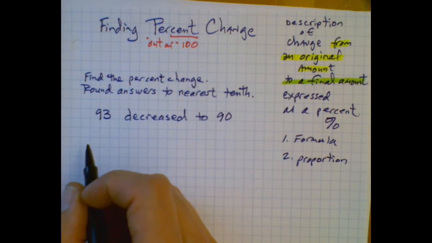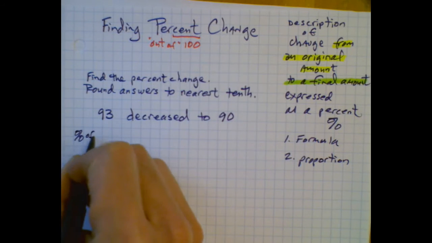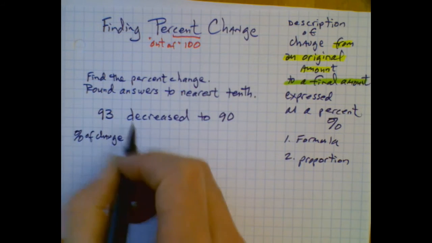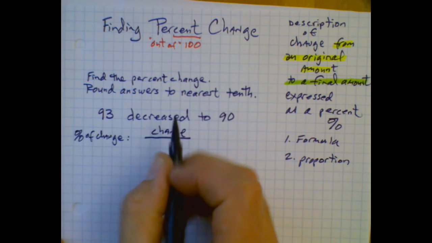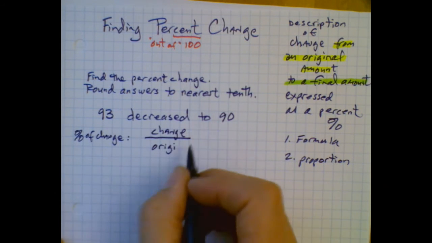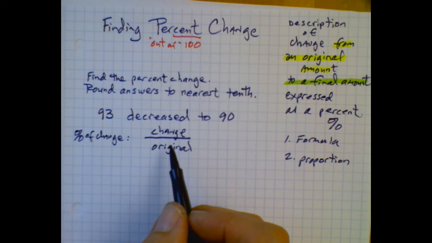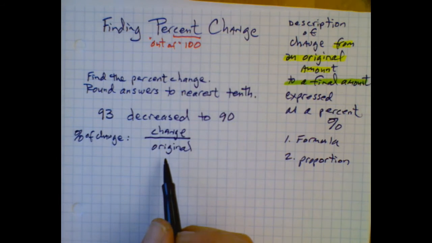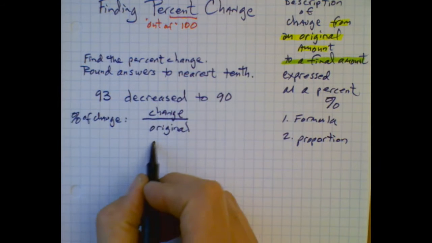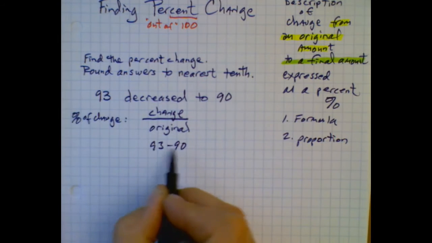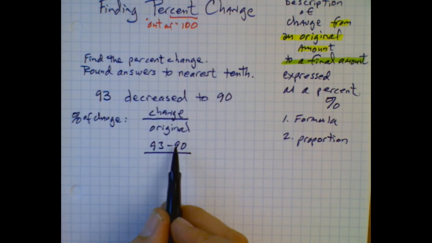So the formula simply says this: to calculate the percent of change, I just need to calculate the change over the original amount. So I'm going to set up a ratio, and it's like a fraction. Ratio is a fraction. It's one way to show it. And from there, whatever it becomes, I'm going to express it as a percent. So my change in this case is going from 93 to 90. The difference between 93 and 90 is the change. And I'm going to need to divide that by the original amount.